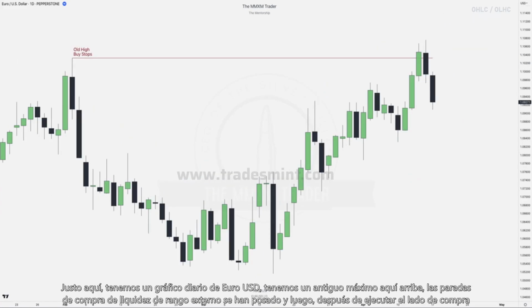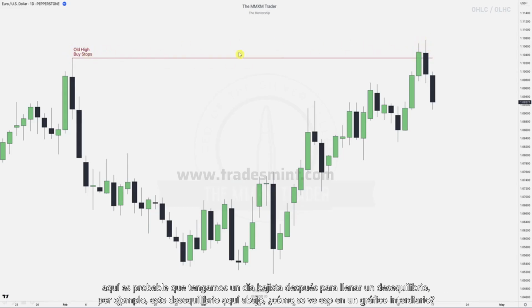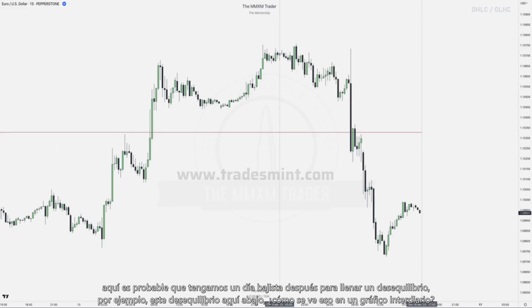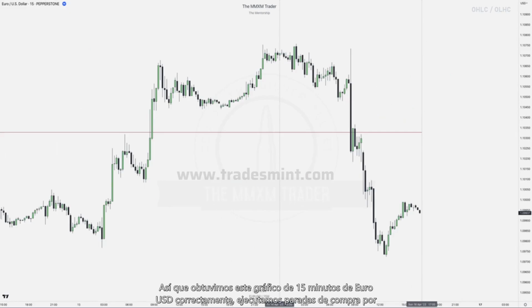Right, over here we've got a Euro USD daily chart. We've got an old high up here, external range liquidity, buy stops over here have been purged, and then after we run buy side over here, it's likely that we have a bearish day afterwards to fill up an imbalance, for instance this imbalance down here. So how does that look like on an intraday chart? So we got this Euro USD 15-minute chart, right? We ran buy stops above this red line, right? So we are having a bearish day afterwards.